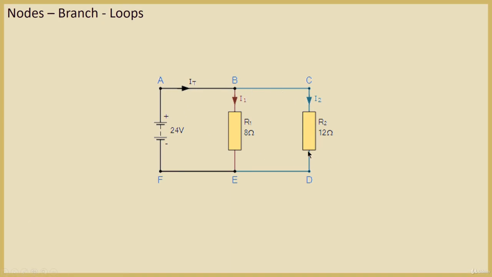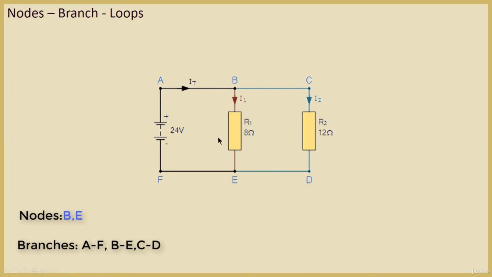First of all, how many nodes does this circuit have? The first node is at point B, and the second one is at point E. You have probably observed that a node needs to have at least 3 connections, right? Now, how many branches do we have here? 3, right? The first branch is from point A to F, the second one is from B to E, and the third one is from point C to D.